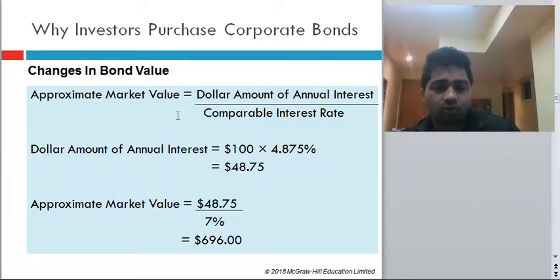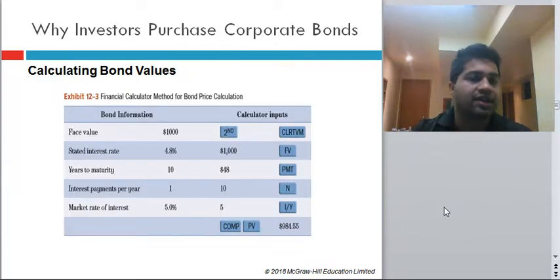So bond price, how do you calculate? This is a crude method. Find out the dollar amount, find out the coupon that the bond is paying. For example, in this it is paying 4.875% coupon. So on a face value of 1000, not 100, it is paying you $48 in coupon. Now you divide it by the current interest rate. So 48.75, that is the coupon payment, divided by current interest rate gives you the price of the bond.